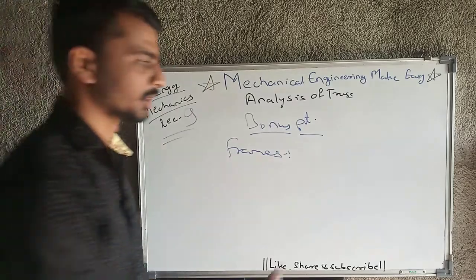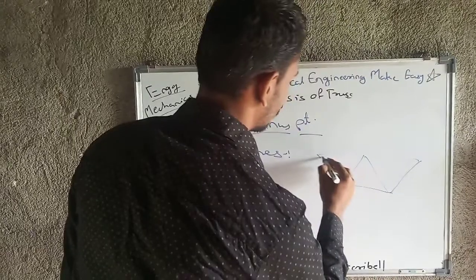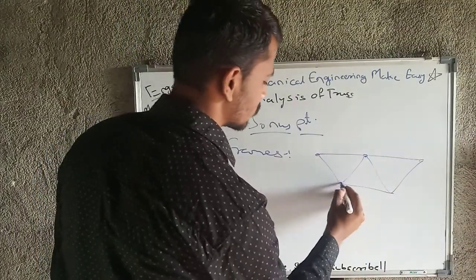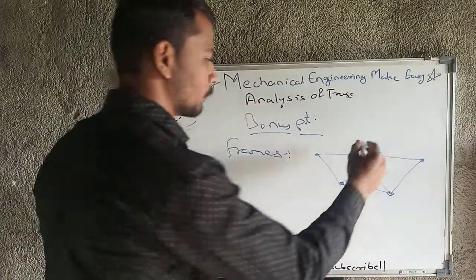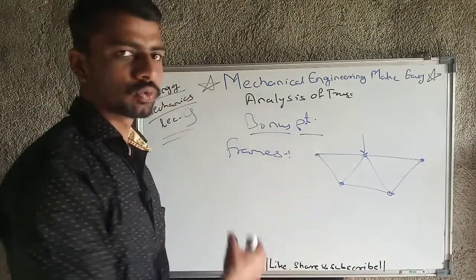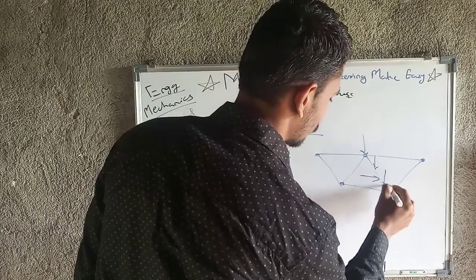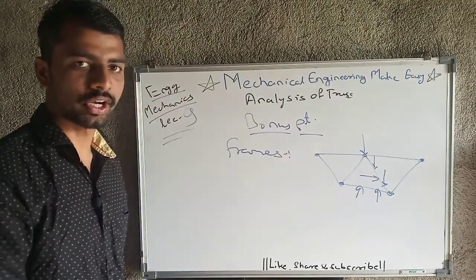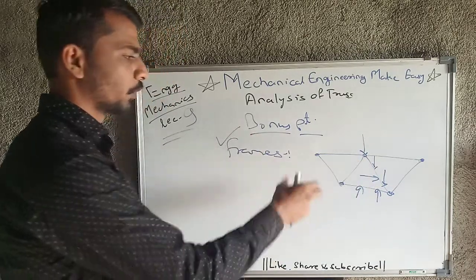But in the case of frames, frames will also have a structure like a truss, but the difference is that in trusses we only apply forces on joints. In frames, there will be at least one member that has forces on the inward side also, likewise in this direction, this direction, this direction. The forces will not be only at joints, the forces will be on the members also. That is nothing but a frame.